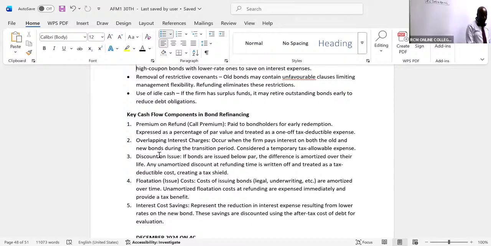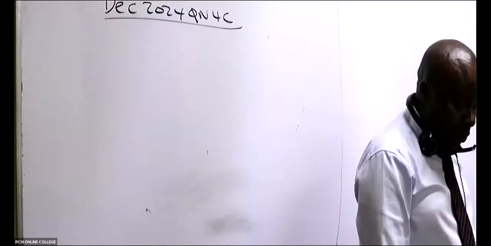So we have here what we call premium on refund, what we are calling the call premium, paid to bondholders for early redemption. Then we have what we call overlapping interest charges. How does this work? Overlapping interest charges.